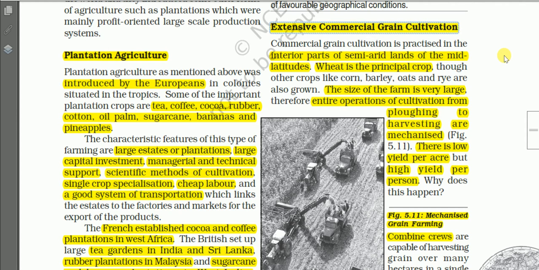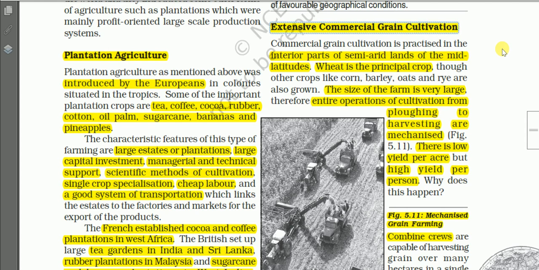So next we have another type of agriculture known as extensive commercial grain cultivation. Why extensive? Why is the name given? Because the size of the land is very big. Why commercial? Because crops are grown mainly for selling, and that is why the name is given.